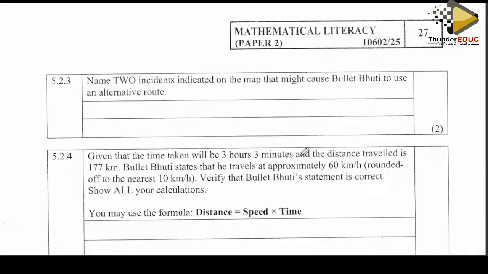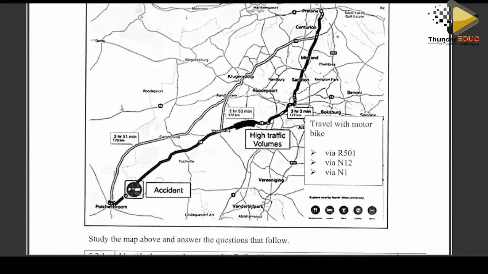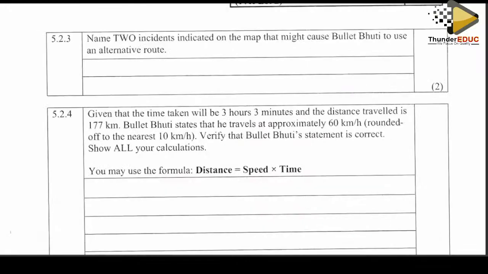Name 2 incidents indicated on the map that might cause Bullet to use alternative routes. Now, we have this first one here: high traffic volumes and accident. Those are the incidents that may make him use alternative routes. So here you can say high traffic volume and the accident.